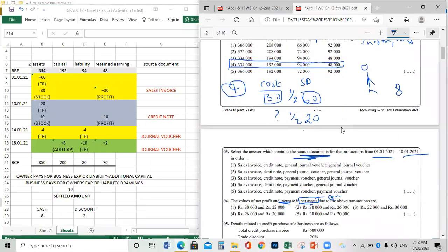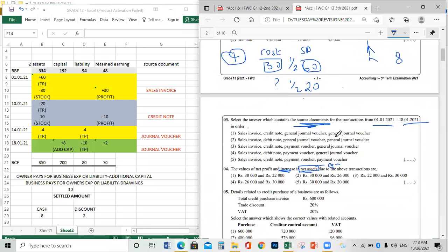Okay, now go to the next one. What's the correct answer for the third one? Sales invoice, credit note, journal voucher, and journal voucher. Answer is the first one. So for the third one, guys, the answer is the first one. Second one, the answer is the fourth one. Now go to the next one. The values of net profit and the increase in net asset due to the above transaction.